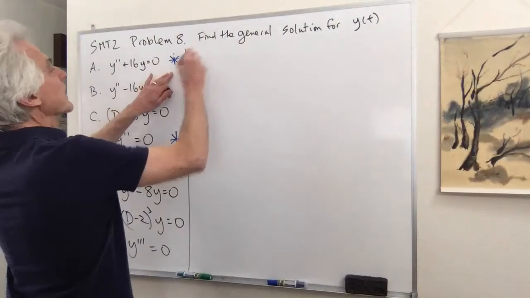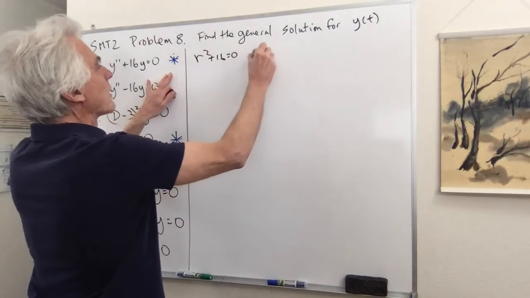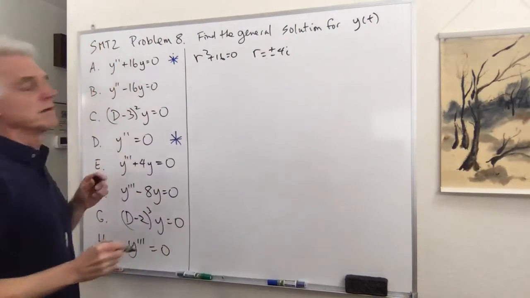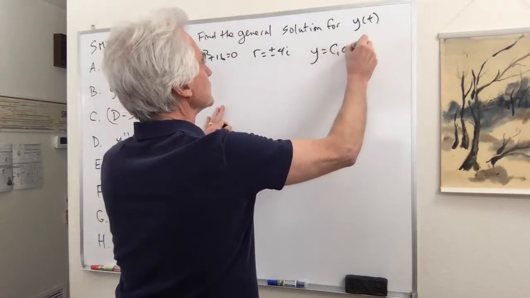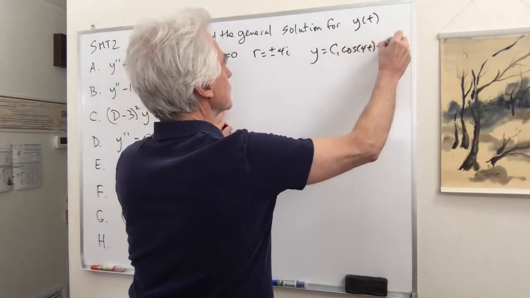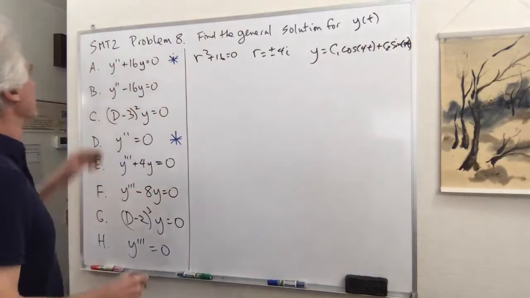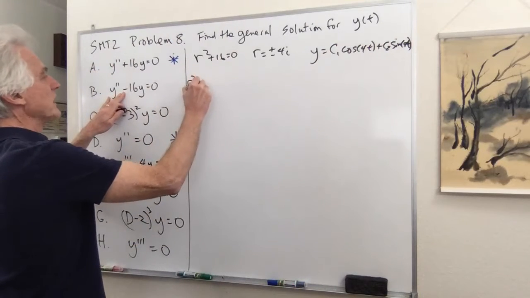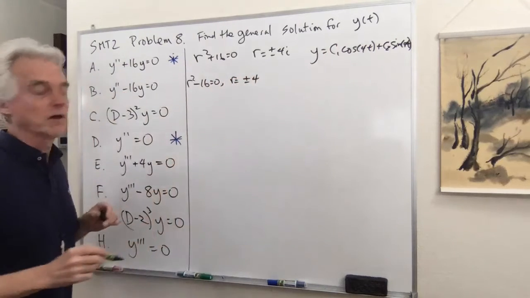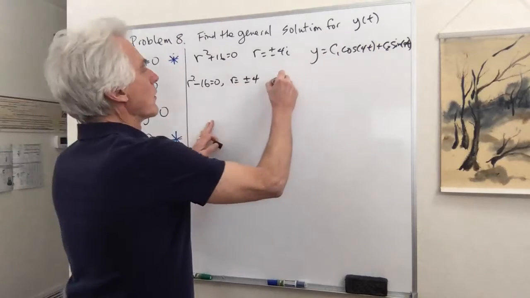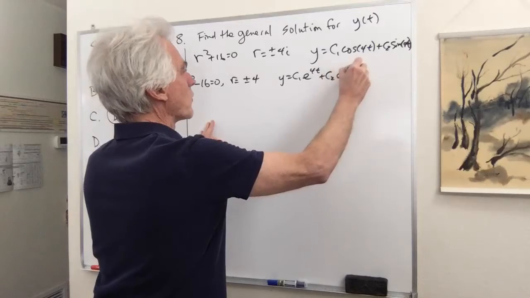This first one, the characteristic equation is r squared plus 16 is 0. So the roots are r is plus or minus 4i. That means the solution is y is c1 cos 4t plus c2 sine of 4t. Now what about this one? We have r squared minus 16 is 0, so the roots are r is plus or minus 4. So here you get y is c1 e to the 4t plus c2 e to the minus 4t.